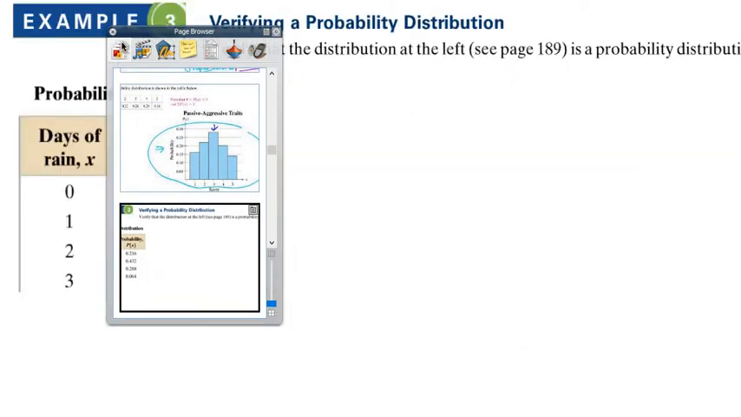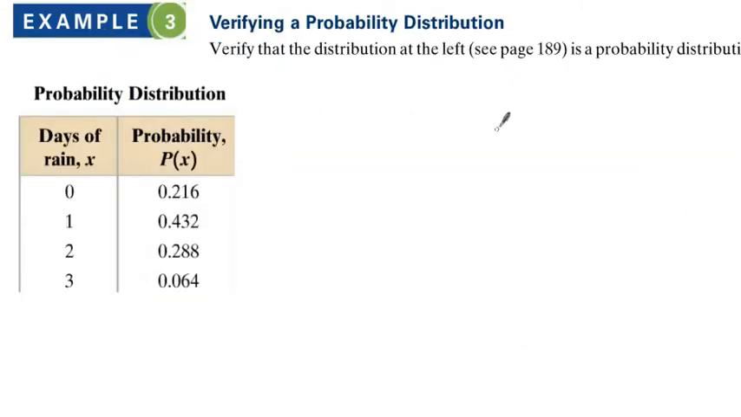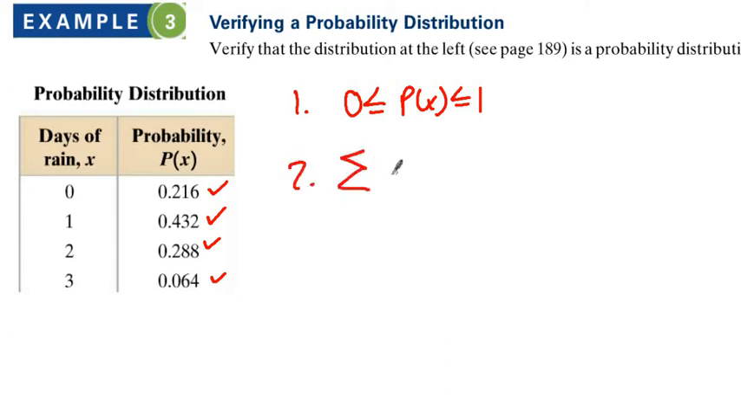Alright, so for examples 3 and 4, here they want us to verify that this is a probability distribution. Remember the two conditions, all the probabilities have to be between 0 and 1. And we can look at that and say that's between 0 and 1, and so are each of those three. Second condition is when we add up the probabilities, they have to equal 1.